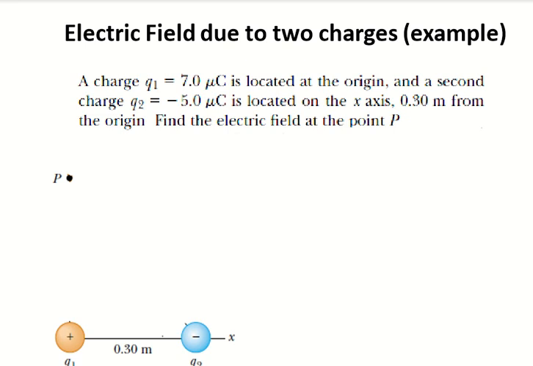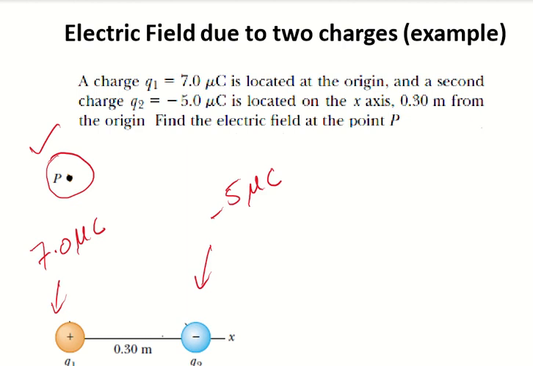So we have two charges. We have Q1 that has a magnitude of 7 microcoulombs, and this charge has a magnitude of minus 5 microcoulombs, as mentioned, and they are a distance of 0.3 meters apart, and we are asked to find the field at this location, point P.